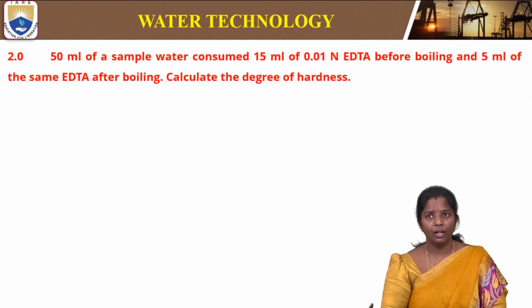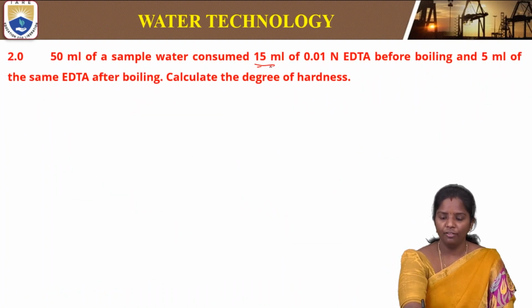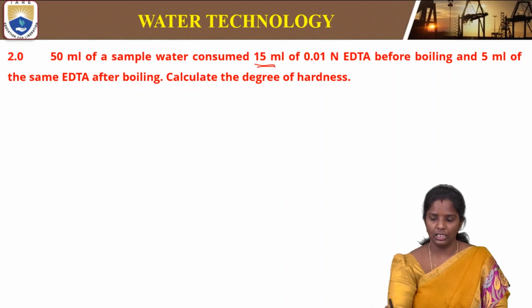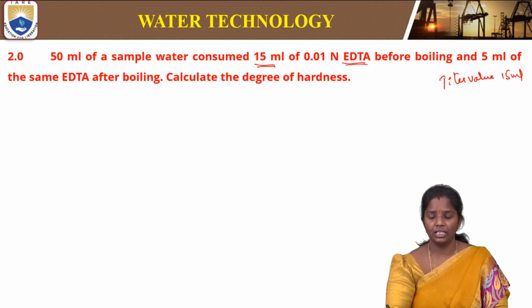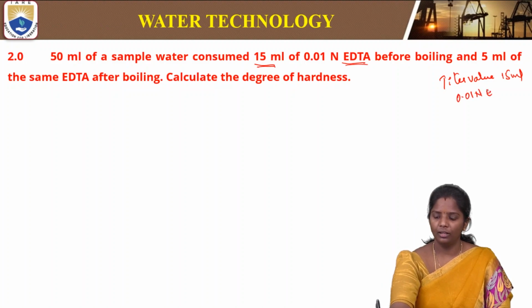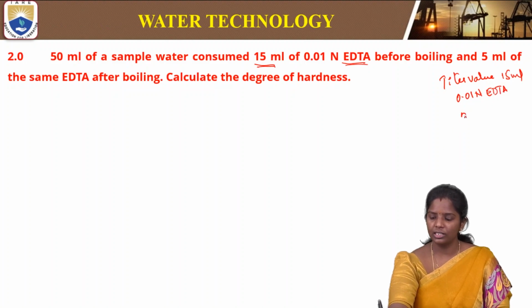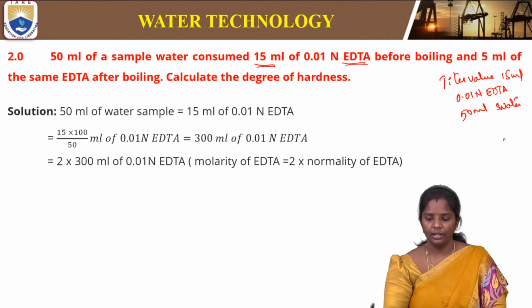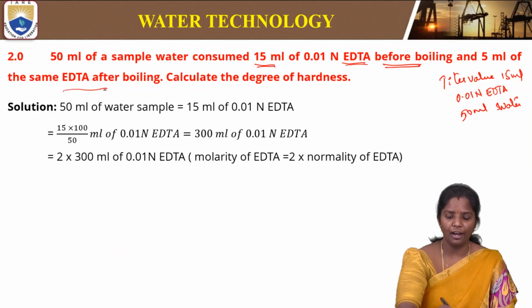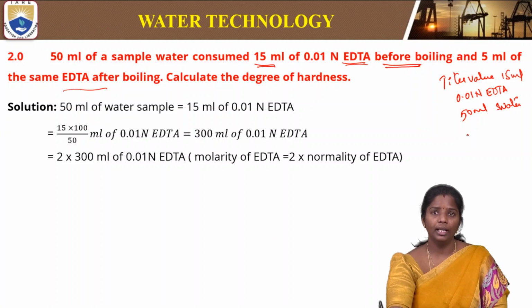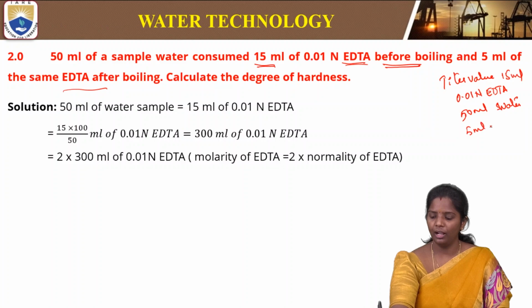Next: 50 ml of water consumed 15 ml of 0.01 normal EDTA. So what is the titer value here? The titer value is 15 ml, and the concentration of EDTA is 0.01 normal. And what is the volume of water taken? 50 ml of hard water is taken. Before boiling, it contains both temporary and permanent hardness, and 5 ml of the same EDTA after boiling. After boiling, it contains only permanent hardness.